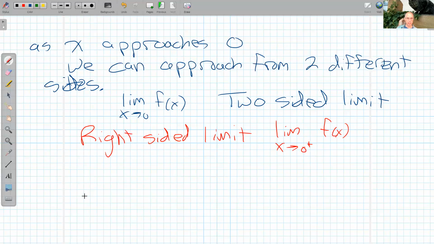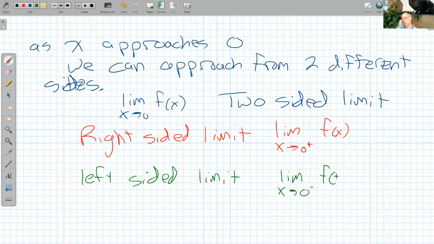And then we have a left-sided limit. So that would be the limit as x approaches whatever number on the left side. Now, in this case, they are literally positive and negative, but that's not always the case, as we saw in previous examples. Like I was on the left of 2 and the right of 2 for one of the examples I was looking at before.